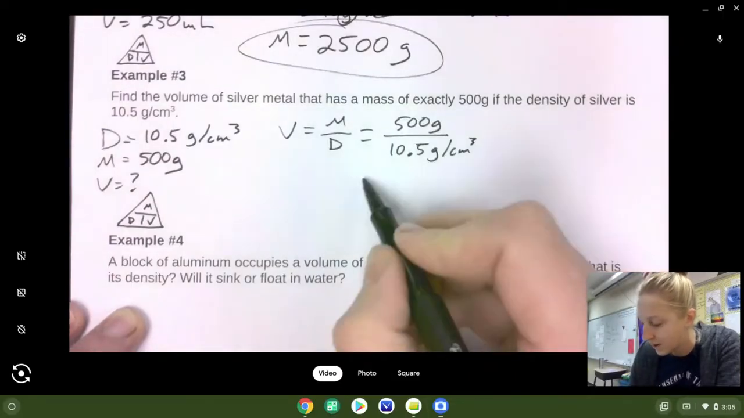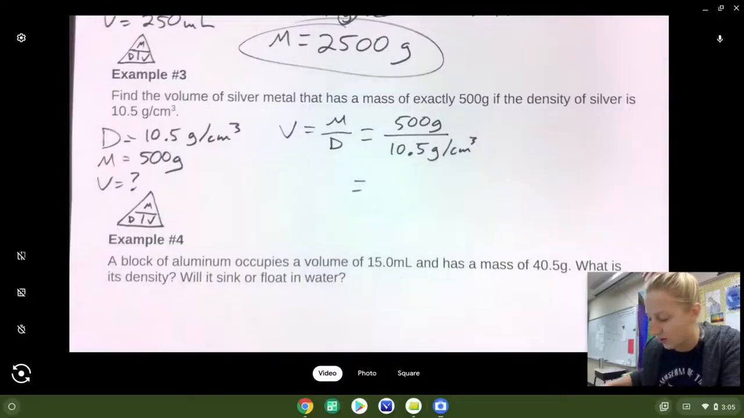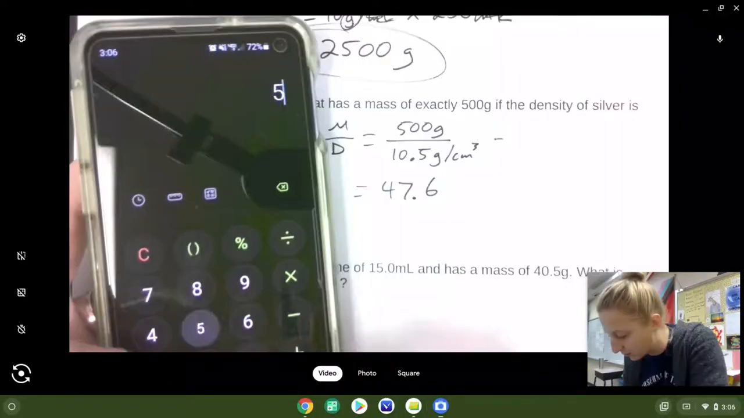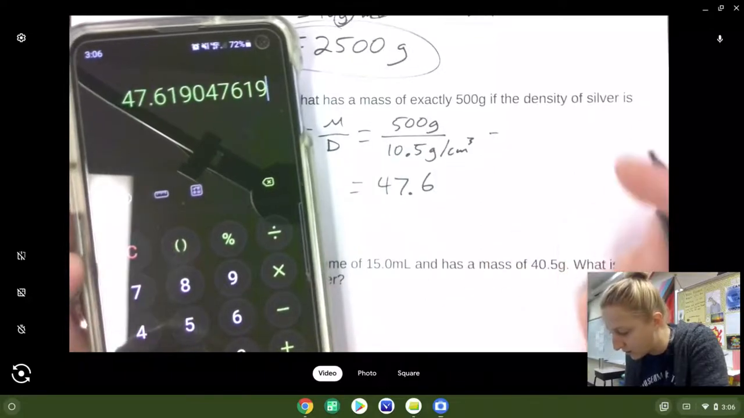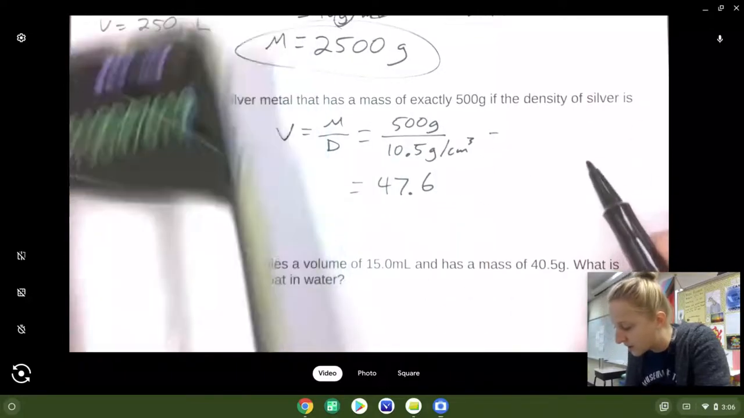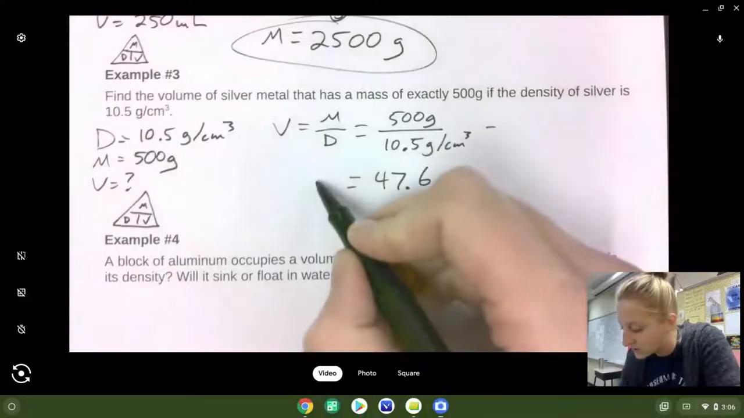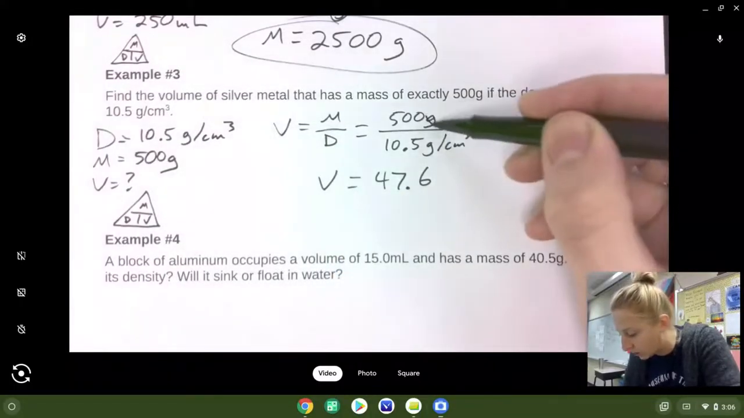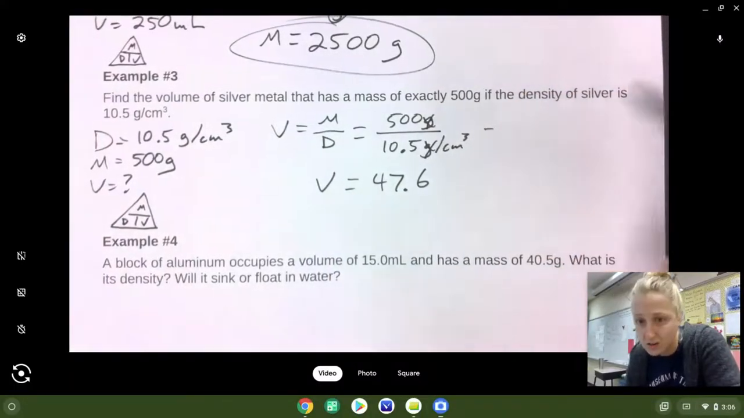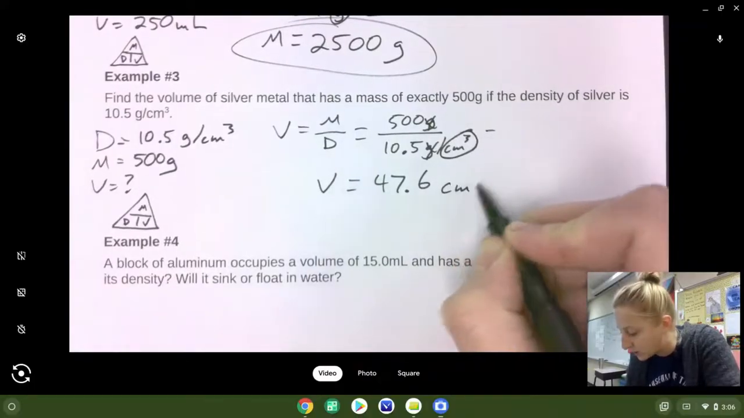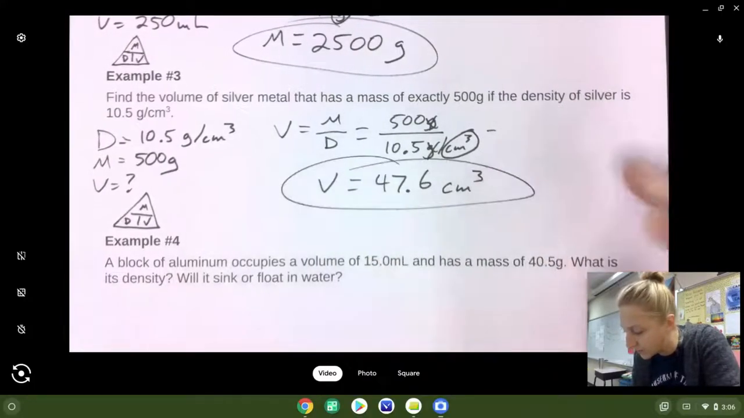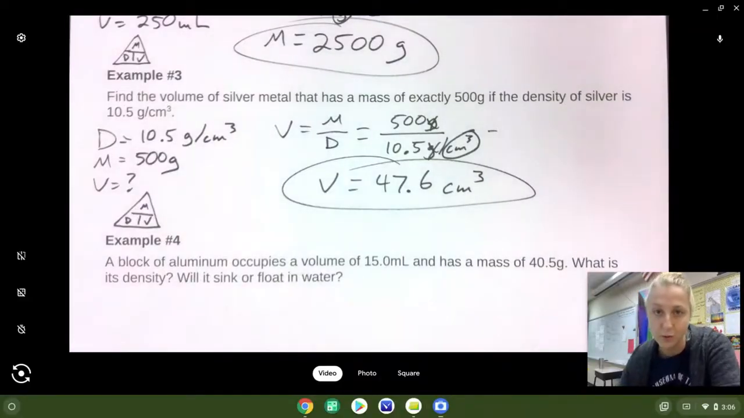Okay. Let's do that math. I don't know that one off the top of my head. The number doesn't seem familiar. Yep, 47.6. We'll just round it to there. And don't forget our unit. So this is a volume, and the grams here and the grams here actually cancel. We've been using centimeters cubed, so our unit here is going to be centimeters cubed. So there's your answer for example number 3.